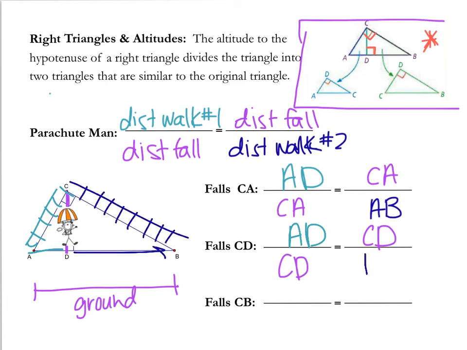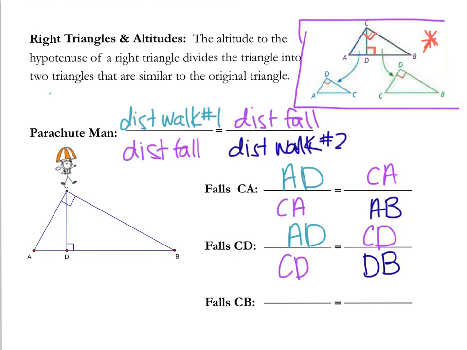or he can go this way to get to a rescue ladder, which is DB. And if you were to look at the triangles up top again, you would see that if we started with AD over CD over here, that's the ones that match, is equal to CD in the same triangle over DB in the same triangle. So it's just working out the same proportions but with a cute little story instead.